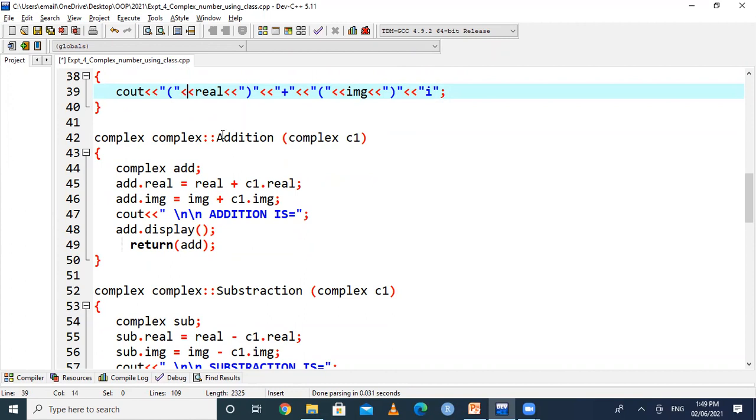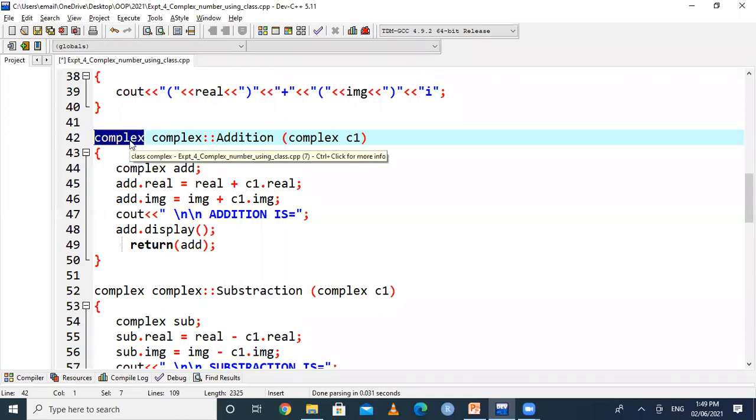Now we have to go for the definition of the addition function. Again, addition is declared inside a class, so we require the class name and the scope resolution operator for accessing that addition function. The return type of this addition function is not void; instead, it is complex. So this indicates that the addition function returns a value which is of class type. We know that complex is the name of the class here.